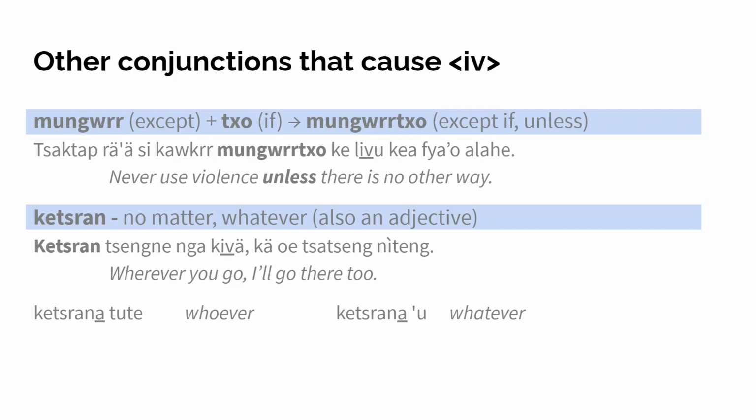But like I said, ketsran can also be used as an adjective meaning whatever of something. So ketsran tute would be whoever, literally whatever person. Ketsran u would be whatever, literally whatever thing. And you see that we use the a here, so ketsran changes into ketsrana. Of course, because we use it as an adjective, we also need to connect it to a noun. I could also say tute a ketsran or u a ketsran.